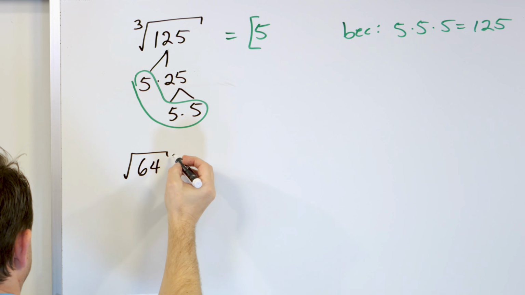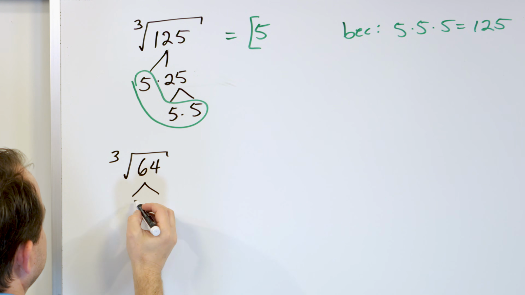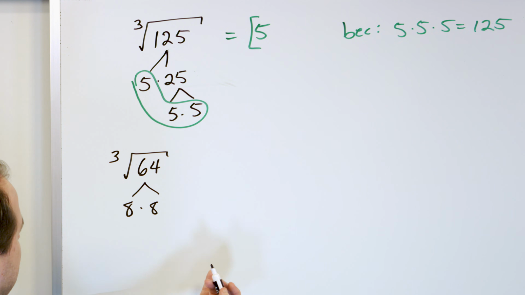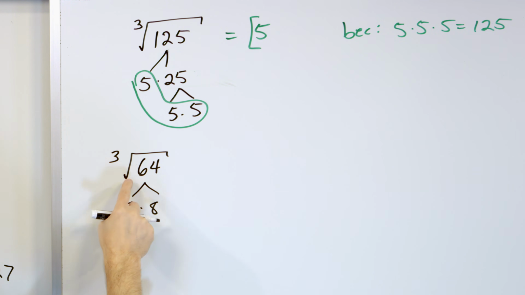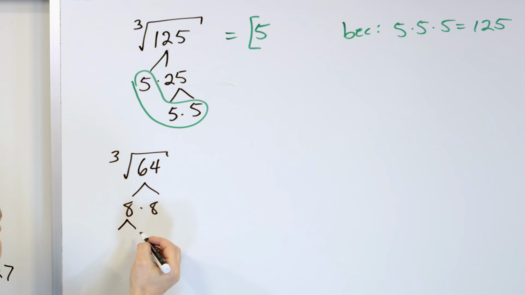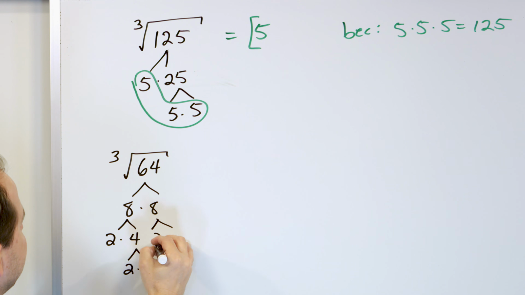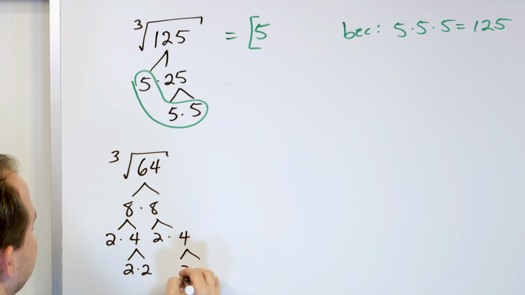64. Cube root of 64. What do we do? We just go ahead and write this as what? 8 times 8 is 64. But see, this is not a square root. If it was a square root, I would just circle this. But I need a triplet, so I have to break this down, right? 2 times 4 is 8, and I'll break the 4 into 2 times 2. This 8 will be again 2 times 4, and this 4 will again be 2 times 2.